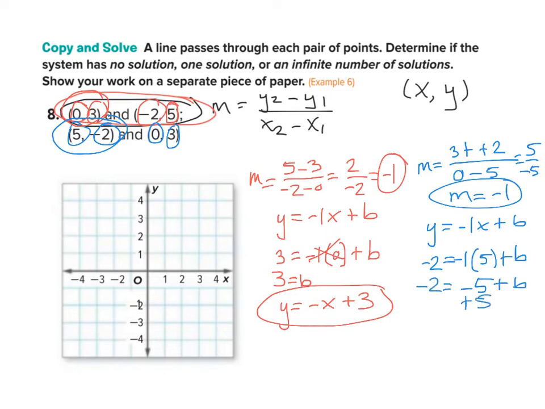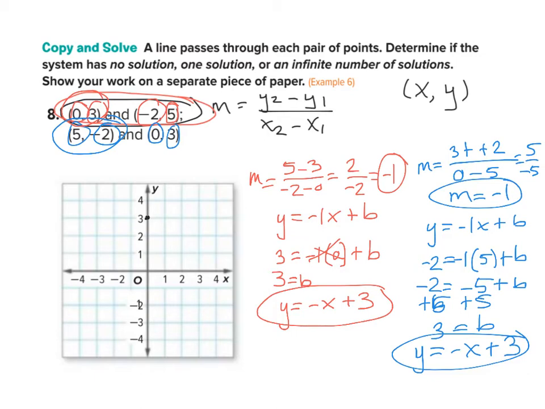Add 5 to both sides to get b by itself. Whoops. Negative 2 plus 5 is positive 3, so b equals 3. And so my equation of my line is y equals negative x plus 3, which is the same equation. So since they're the same equation, I'm going to graph using the color black. So my y-intercept is 3, and my slope is negative 1.